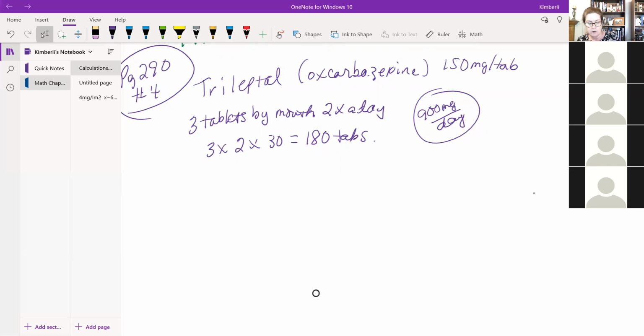Okay, let's look, we already did a Keflex one. Let's look at page 291, number 6. During a severe influenza epidemic, a physician writes the following prescription as a prophylaxis. What does prophylaxis mean? Like preventative measures. Exactly, it's prevention against a secondary bacterial infection in an older adult with COPD.